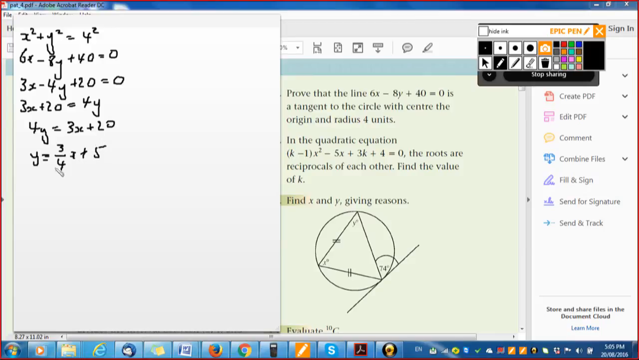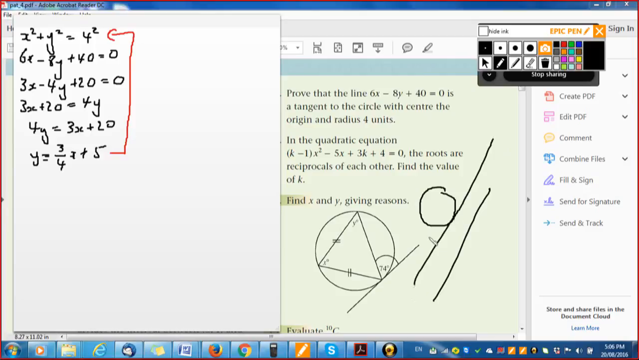Now let's substitute that into the formula. Which formula are we going to substitute that into? The formula of the circle. And how many solutions would we get? Let's have a look. If there's only one solution, it will be a tangent, because if you've got a line and a circle, one of three things can happen. It can either not pass through the circle altogether, it can pass through just one point, or it can pass through at 2 points.